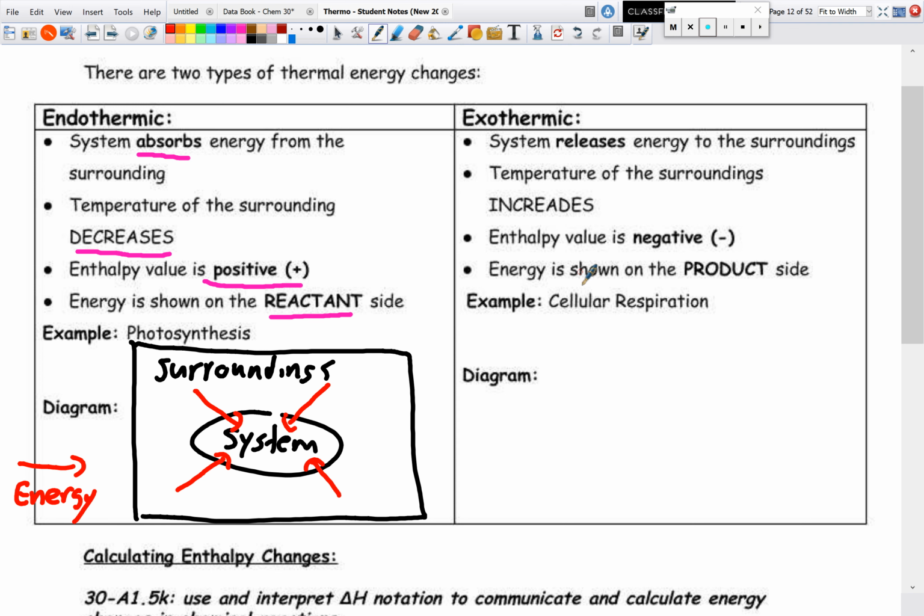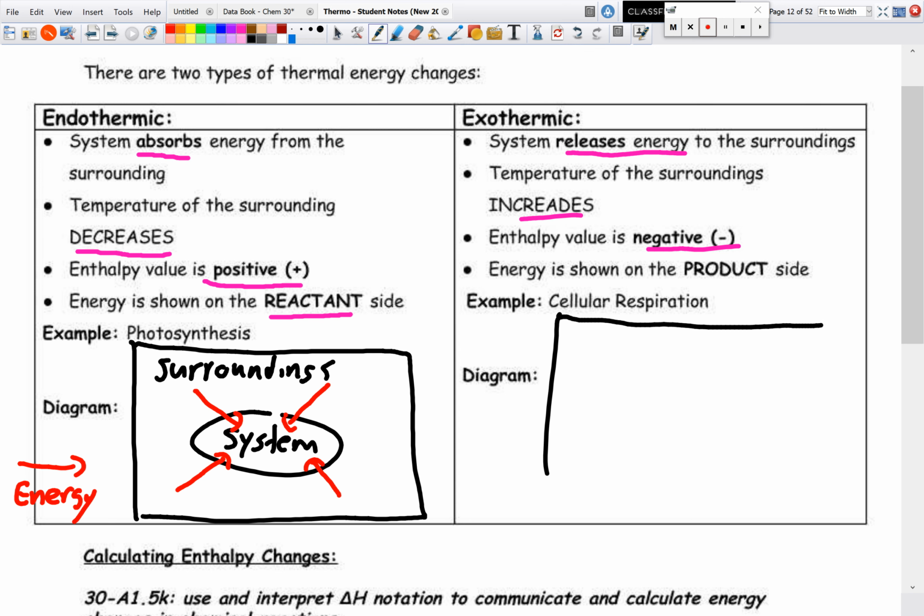All right, so that is why, if there is an endothermic reaction and you touch it and it feels cold, it's because energy is leaving your hands and going into the reaction. Now that's opposite from our exothermic reactions, where the system, our reaction, releases energy into the surroundings. So the temperature of the surroundings increases, and the enthalpy value is going to be negative. And if we write it out, the energy is shown on the product side. Our examples that you need to remember are cellular respiration and, of course, combustion reactions.